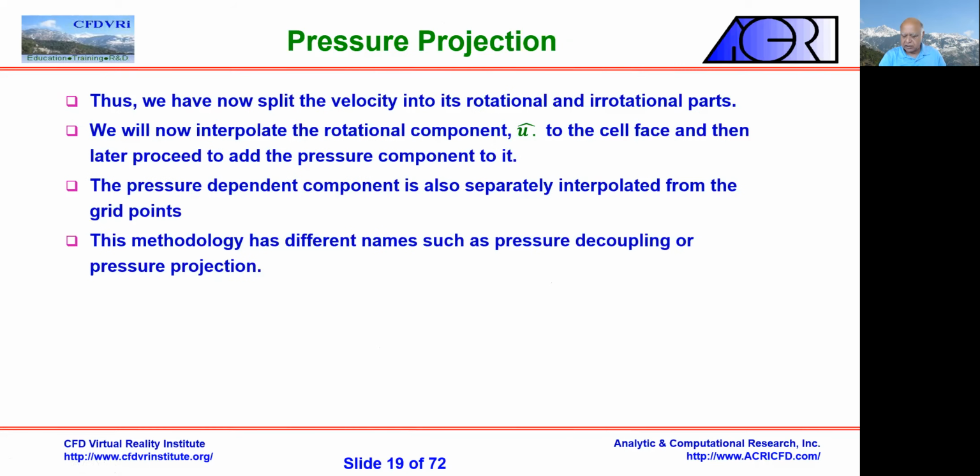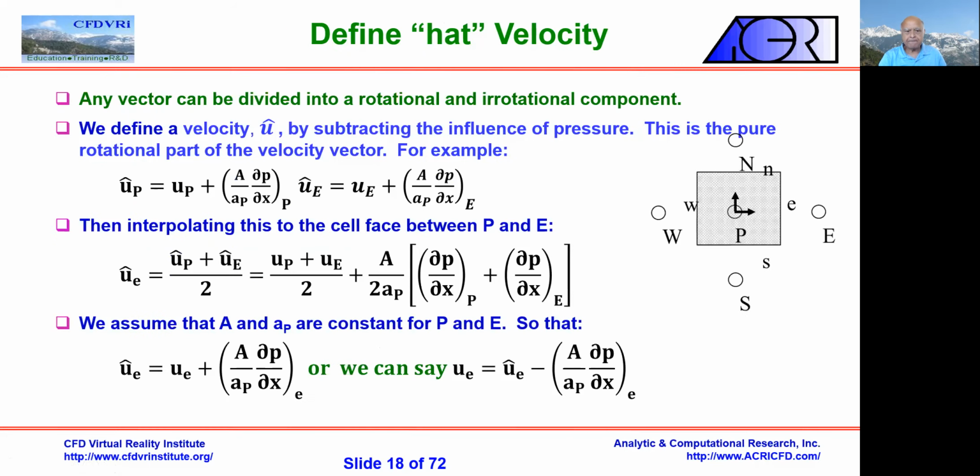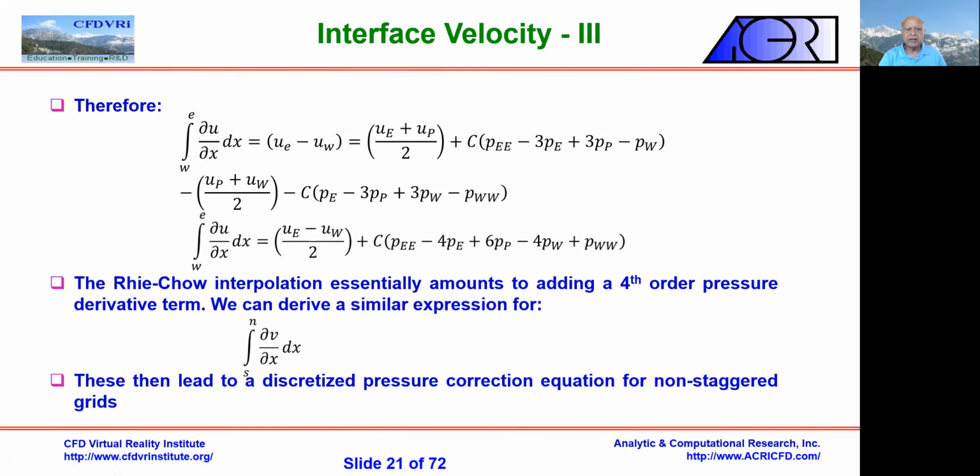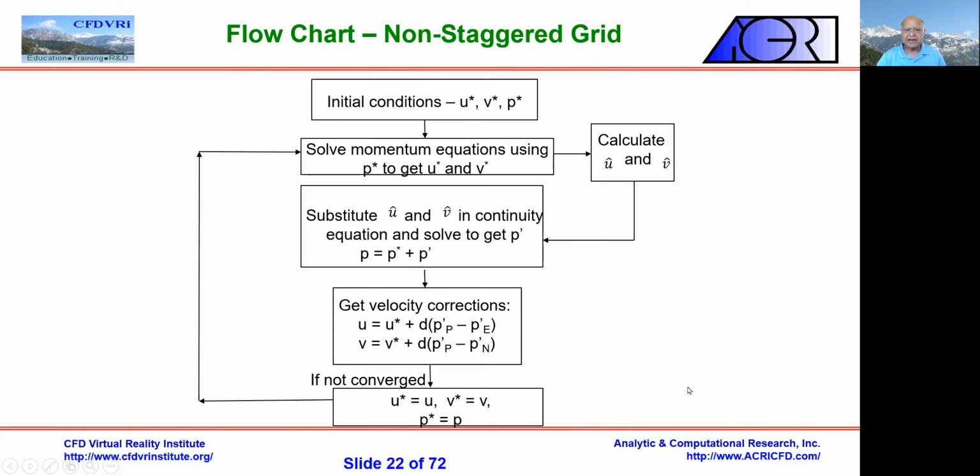So therefore we get this: du dx, uE minus uW, becomes this, and du dx finally becomes this. Similarly we do the same for dv dy, we discretize the equations and we add them to the pressure equation. So the process is like this now.